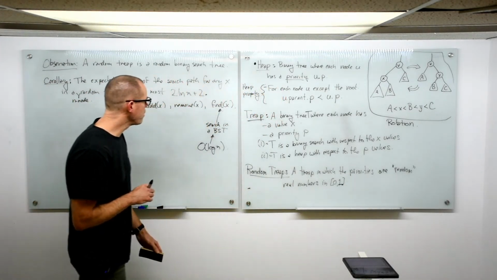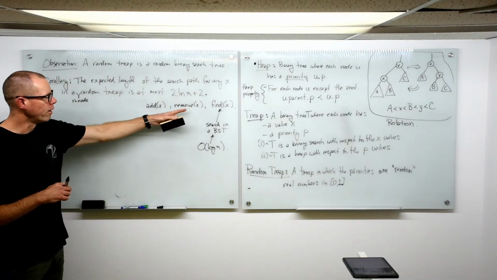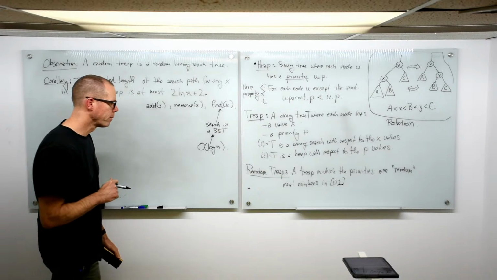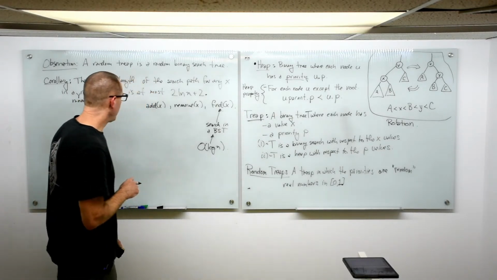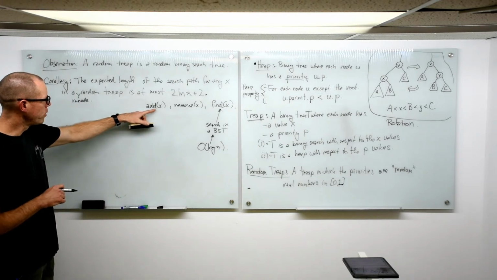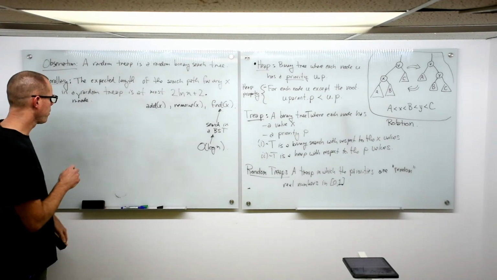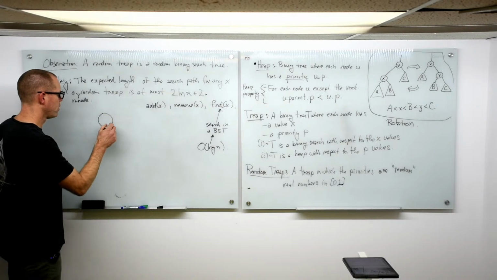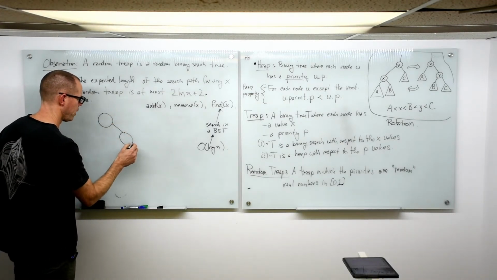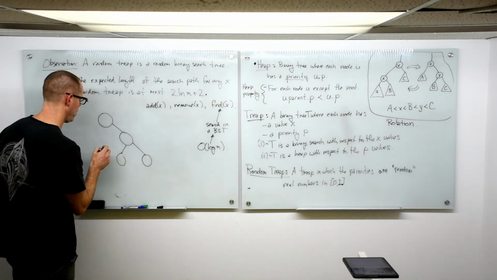But the trick is maintaining a random treap as someone is adding and removing things from it. So let's see how we could do this add operation. I'm going to make a small example.